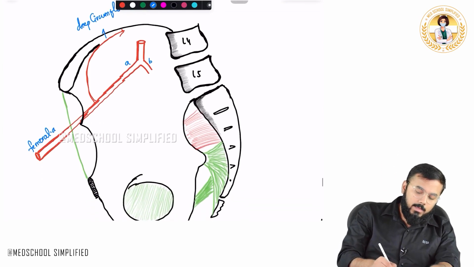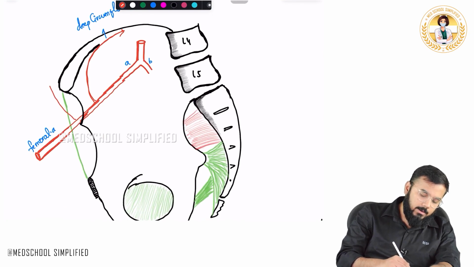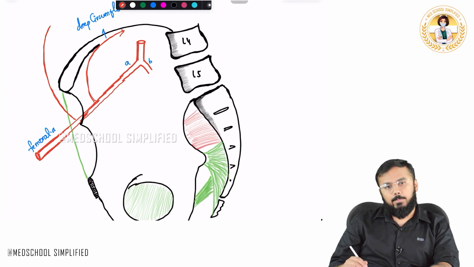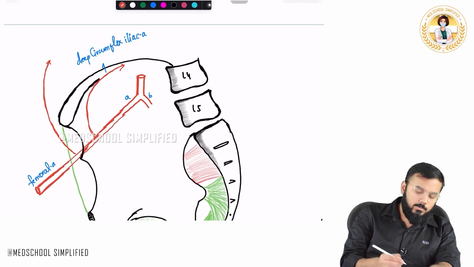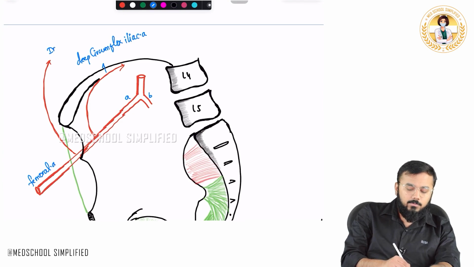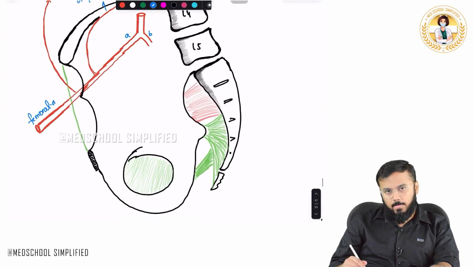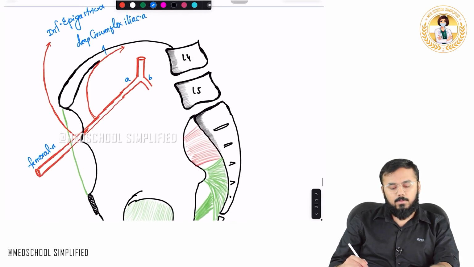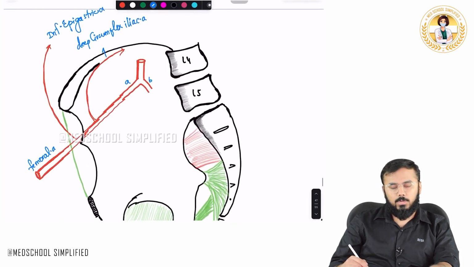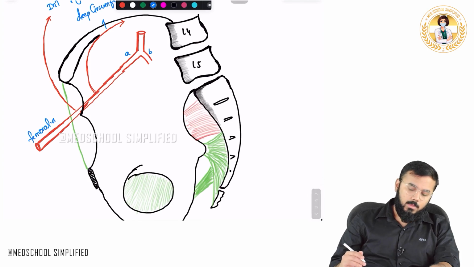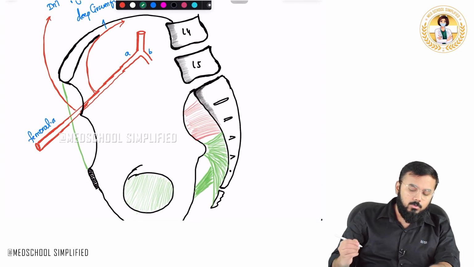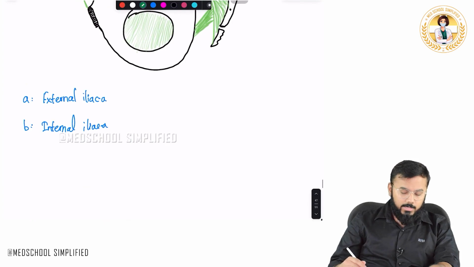Not only that, you even see another branch that is coming out like this. This particular branch is called the inferior epigastric artery. So how many branches have we discussed so far? One is the femoral artery, another is the deep circumflex iliac artery, and the third is your inferior epigastric artery. Now the external iliac we are done.